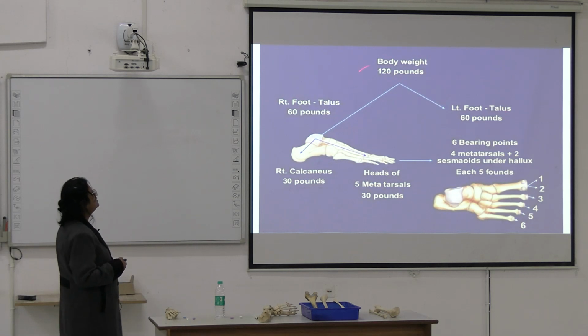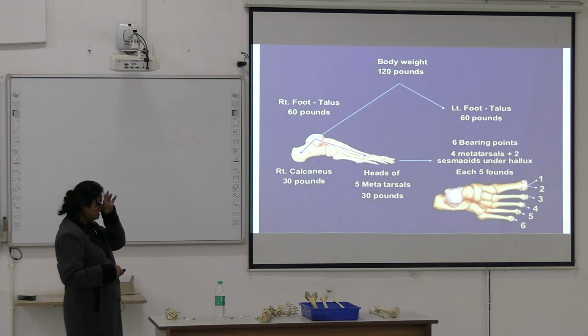You can see here, if body weight of a person is 120 pound, it is divided half in 2 foot. Right foot is carrying 60 pound, left foot is carrying 60 pound. First it comes to the talus here. From talus it is divided into 2 directions. Posteriorly it goes to the calcaneum, anteriorly goes towards the head of the 5 metatarsals. So, here also half of division occurs, 30 pounds in calcaneum, 30 pounds in head of the 5 metatarsals.